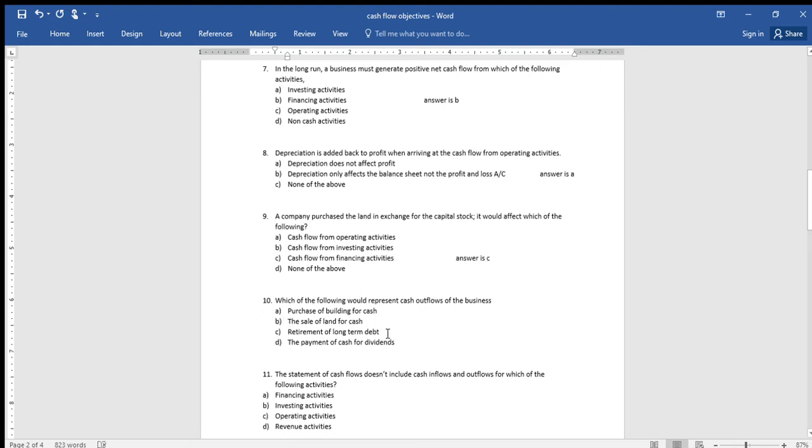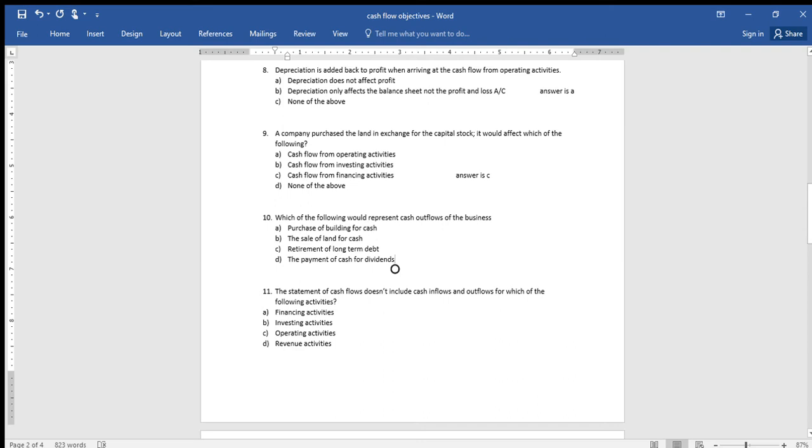Then, which of the following would represent cash outflow of the business? Purchase of building for cash. Cash is going out. That is a cash outflow. Sale of land for cash. Cash is coming in. That is a cash inflow. Retirement of long-term debt. I don't know what that is. Then the payment of cash for dividends. You're paying dividends. It's also a cash outflow. So there is A and then D.